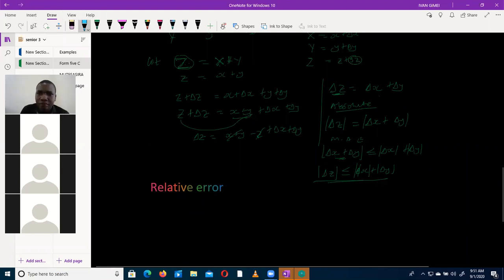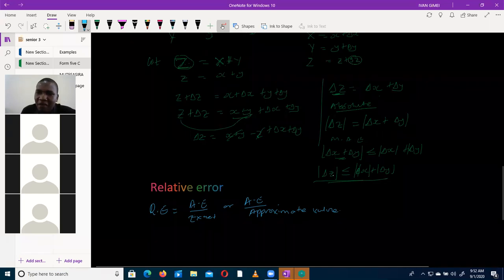The ratio of the absolute error to the exact value. Yeah, the ratio of the absolute error. Relative error is the ratio of the absolute error to either the exact value, or we said absolute error over the approximate value. We looked at this, and I remember we demonstrated it with 2 examples, which gave us almost the same result. Absolute error over approximate value.